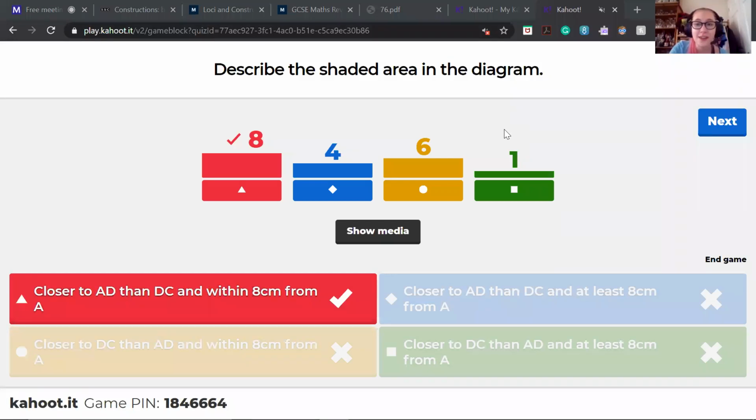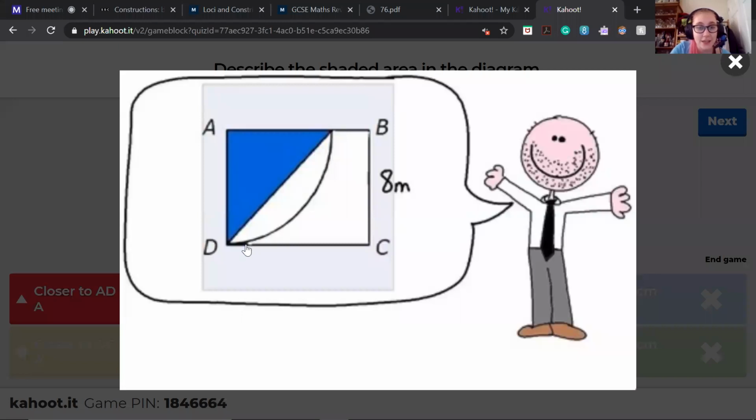Perfect, well done. The majority got that one, which is perfect. And the other majority here, the 6, at least still got that it was within 8 centimeters, and these 4 got that it was closer to AD than DC. So we see this straight line here is an angle bisector. We can see that this shaded bit is closer to AD than DC. All of the shaded bit is closer to this line than here. And then we can see that this curve is the circle around A, and it's within that. So it's within the range of A.